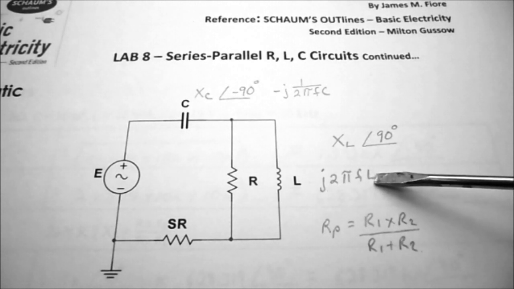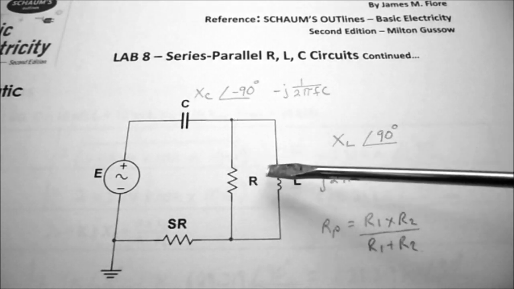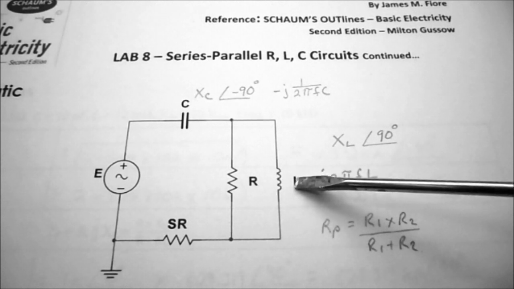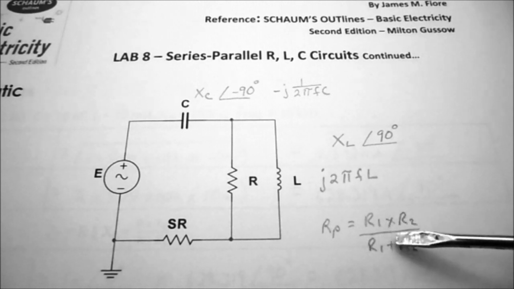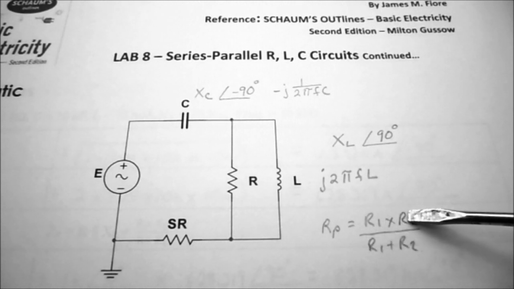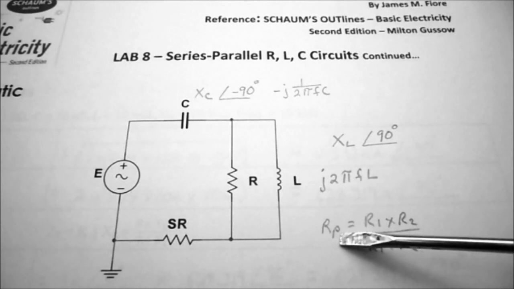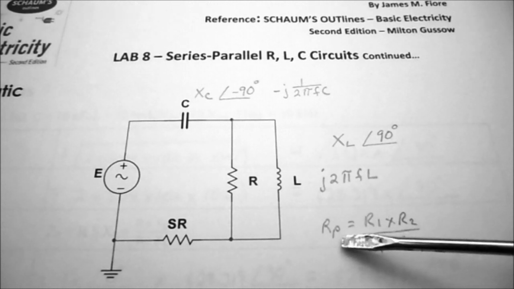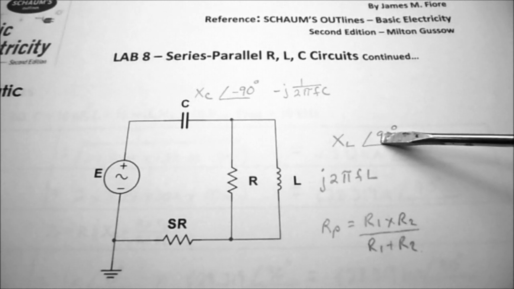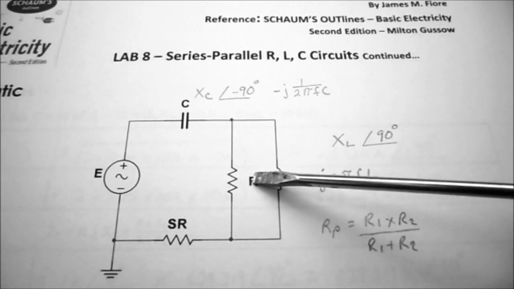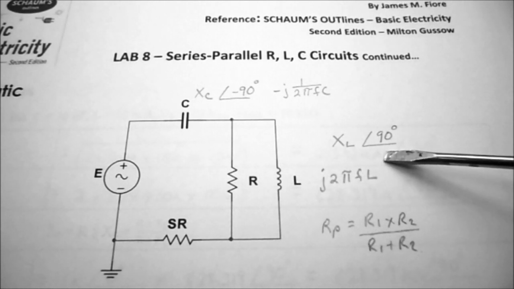Now, to start solving this particular circuit, we need to know what R in parallel with L is. And remember, to calculate R parallel, we can take the product over the sum, where R1 times R2 over R1 plus R2 is equal to our parallel resistance. The only difference between an AC circuit and a DC circuit is now we have to account for these angles. So R actually has an angle of 0 degrees, whereas XL has an angle of 90 degrees.